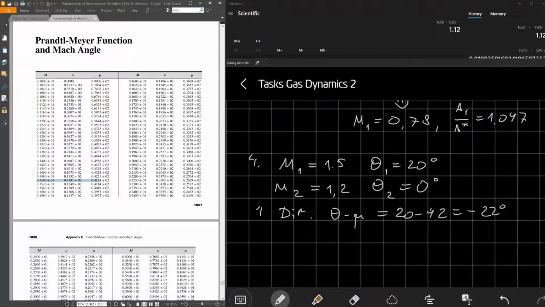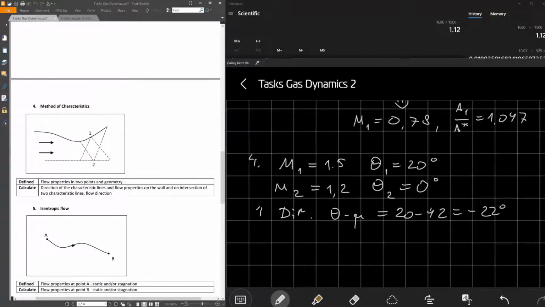So this is the first characteristic line, which is going from point 1. This line here, an inclination is minus 22 degrees. So if we know position of point 1 and we know the angle, we can easily draw this line. It's a straight line going down. Now let's see the direction of the line from point 2. It's a line going up.